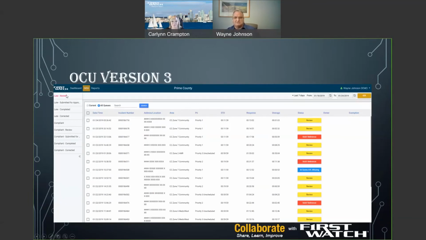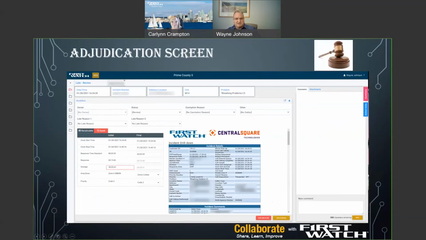But if one comes into your late review queue, you're able to go in and click on that call and subsequently get yourself an adjudication page that pops up. And in that adjudication page is where you do all the work. Basically, it gives you the unit number that's being adjudicated against, and then you have your drill down here to the right, which is actually scrollable, that you can look at your incident from the CAD to see if there's anything in there that might exempt it, or things that may have occurred on the call that may have actually contributed to this unit's late response.